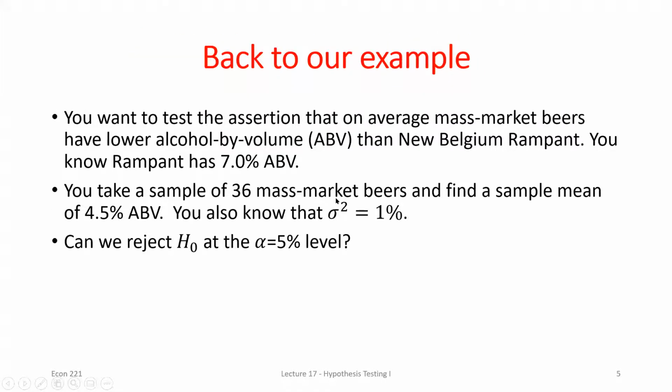So let's go back to that example we were using. If we go back far enough, we identified the null and alternative here as being what we want to test for, and there we go.